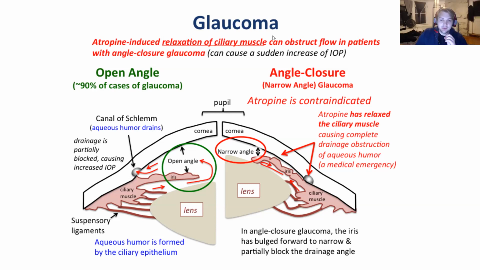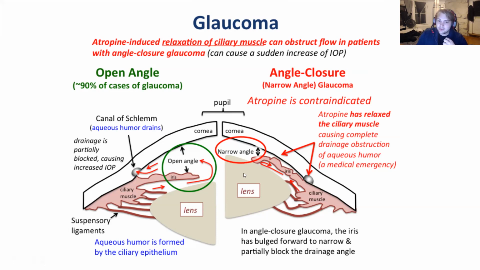Good question. The difference between open angle and narrow angle, or closed angle, has to do with the outflow and the obstruction for the aqueous humor. Both relate to how easy it is for the water, the aqueous humor, to flow from the back of the eye to the front of the eye, through to the canal of Schlemm. The difference is that in open angle, there is still a space between the iris and the lens. And we can make that space larger by contracting the ciliary muscle, which makes the lens rounder, which allows a better outflow.